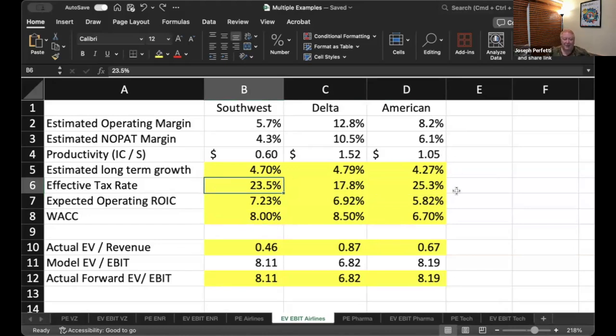So why is American kind of at parity with Southwest? Short version is they're destroying value at a slightly lower rate, 4.3% versus 4.7. And that's why, despite the fact that they have a worse spread and higher taxes, they actually trade at a slight premium to Southwest. That and the lower risk.